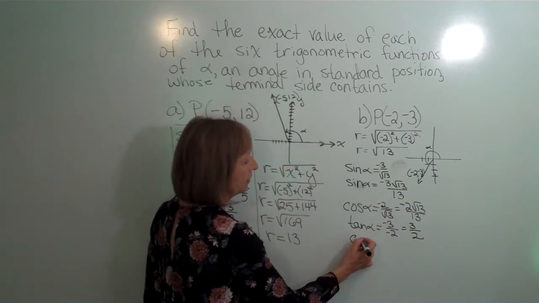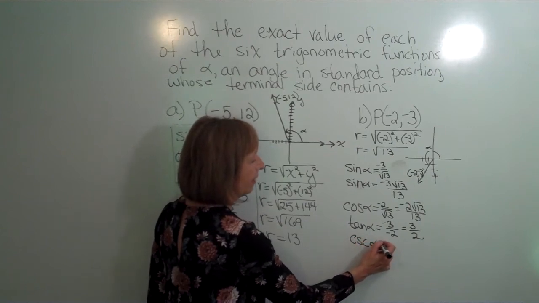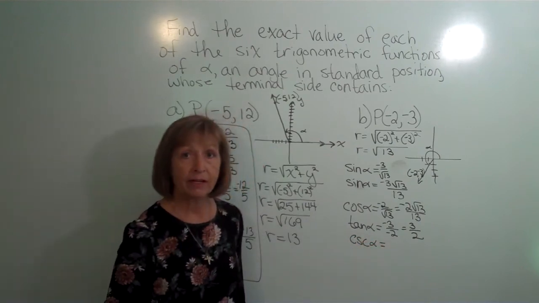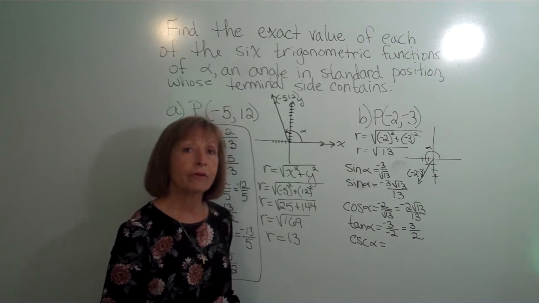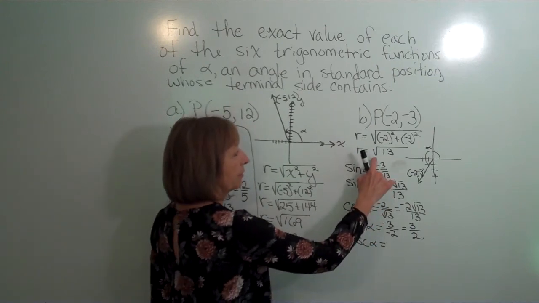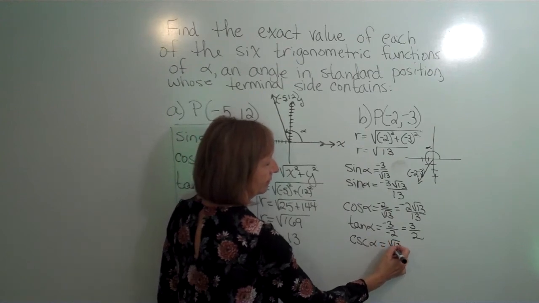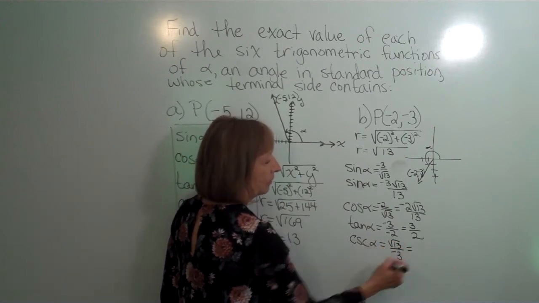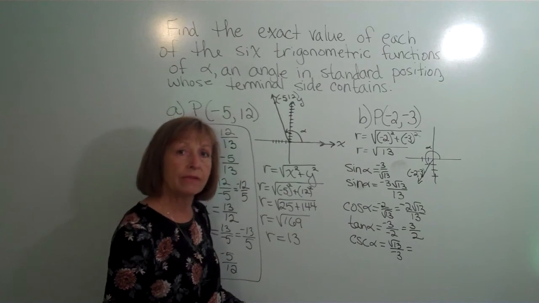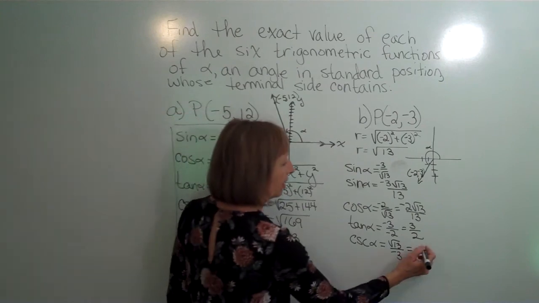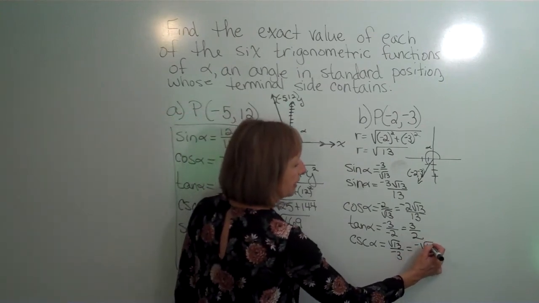Next, we have the cosecant of alpha. Well, the cosecant of alpha is r over y. So we're going to have square root of 13 over -3. Which, when we want to write it so that it doesn't have the negative in the denominator, that'll be negative the square root of 13 over 3.